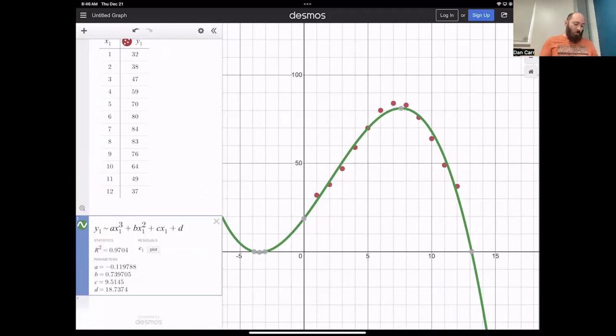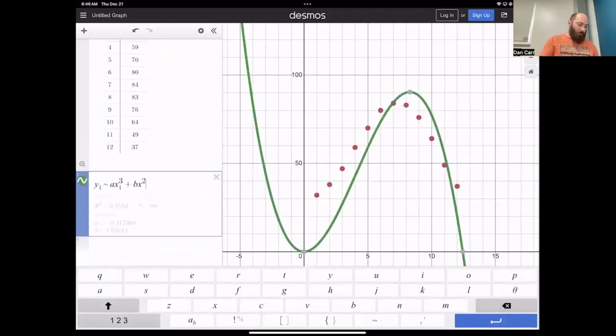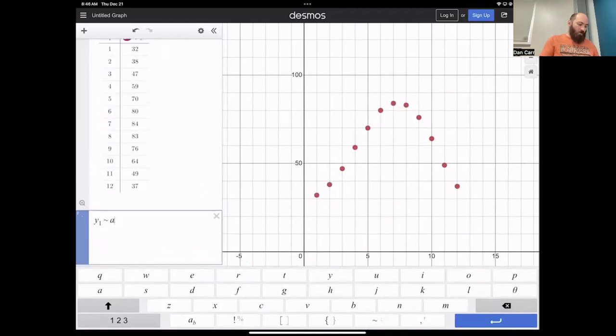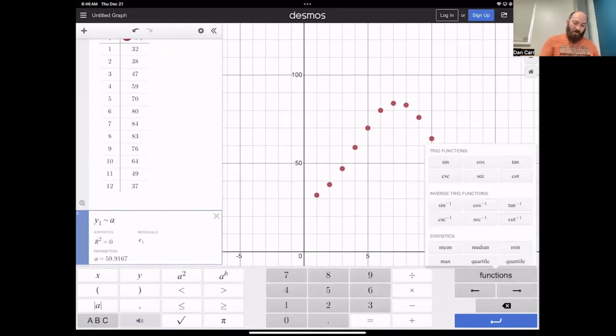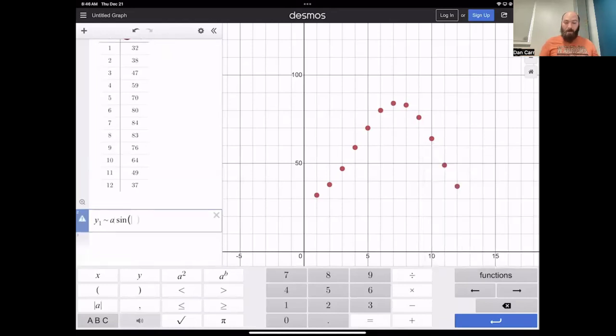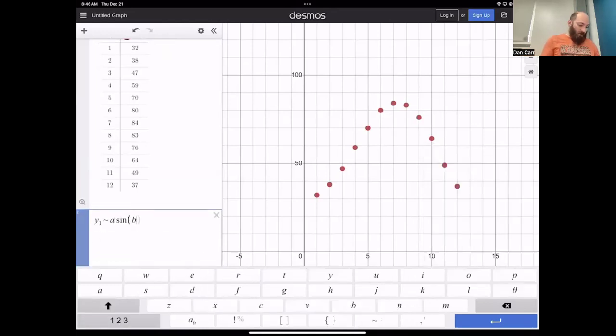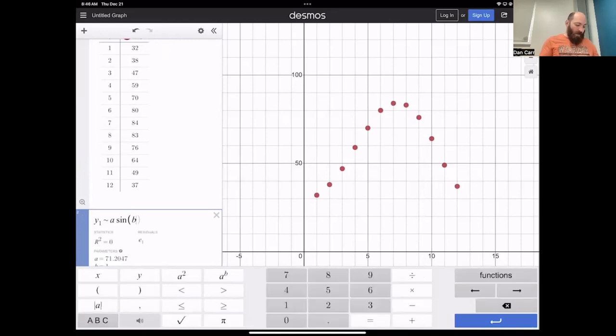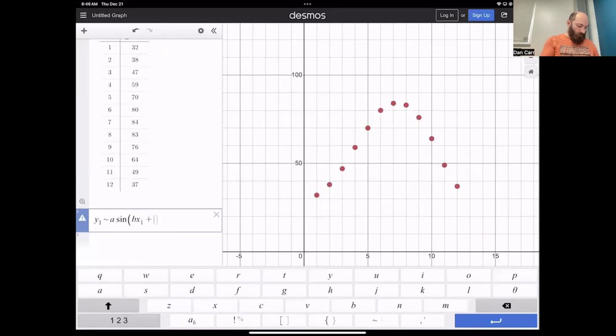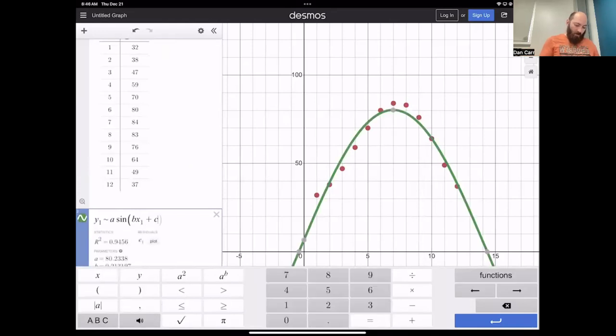So instead of using it as a cubic, we're going to just delete all this out here. Okay. We're going to model it using our sine function. So I'm going to do pretty much the same thing that we have set up for our general format. So it's a times the sine. I'm going to go to functions and click the sine button there. And that's going to be b, so bx1 plus c. And then now I'll do the end parentheses there, and then I'm going to add d at the end.